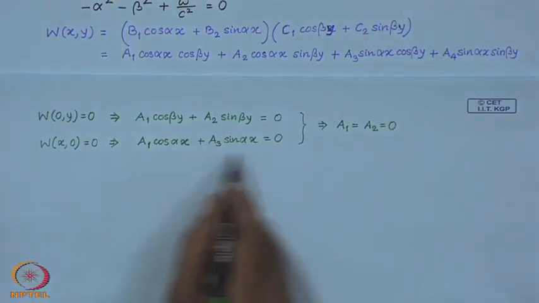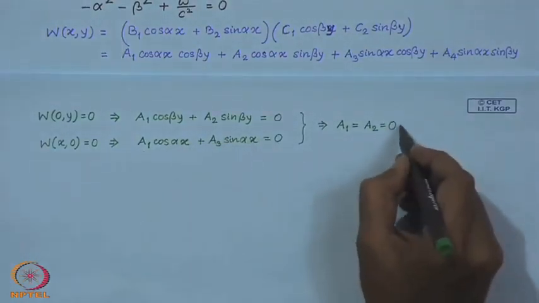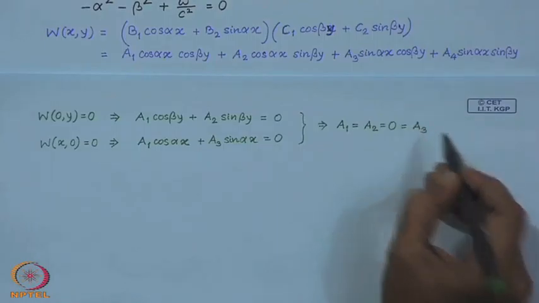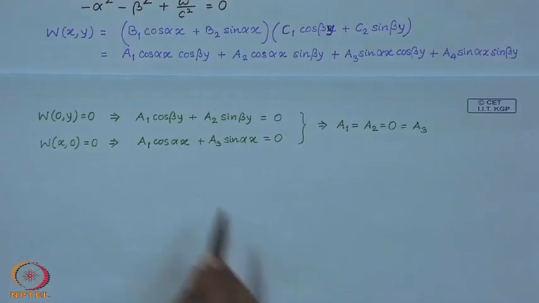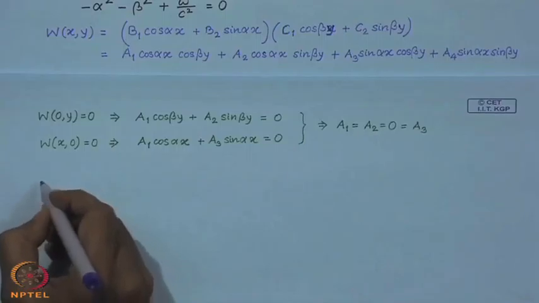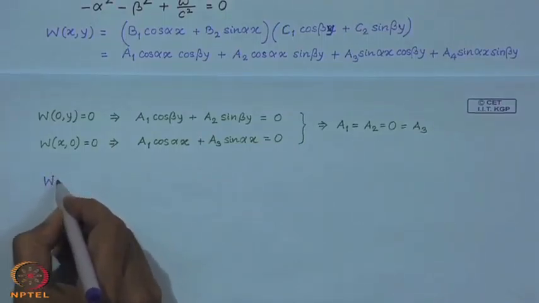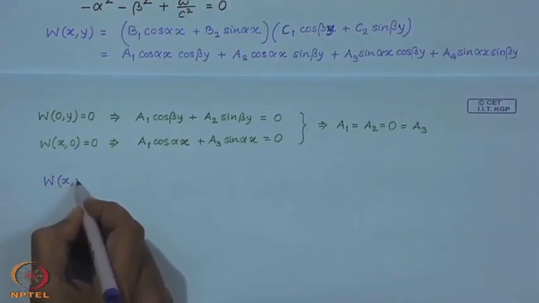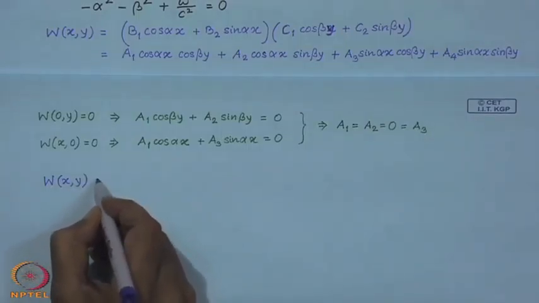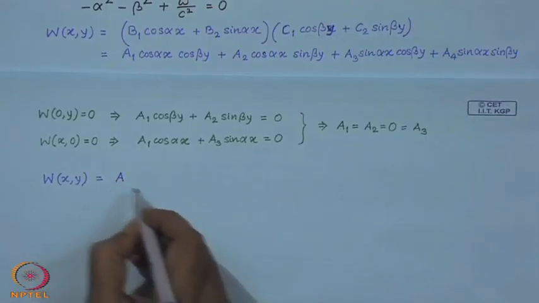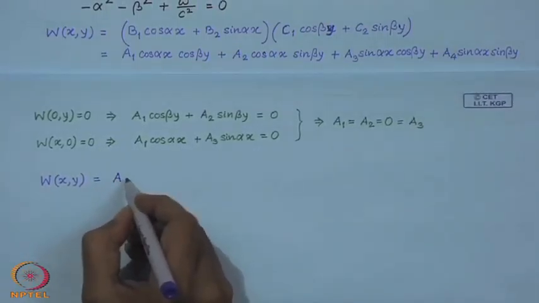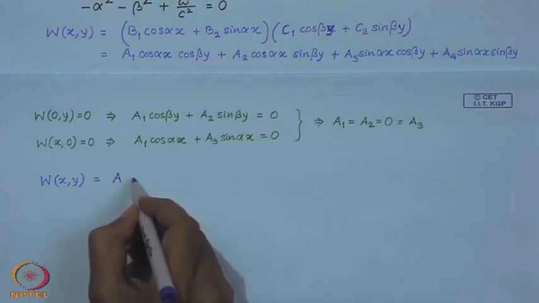And this also tells us that a1 and a3 must be 0. So a1, a2, a3 are all 0, and we are left with only a4. So, in order to satisfy the boundary conditions, let me call this only a, since there is only one term in this function.